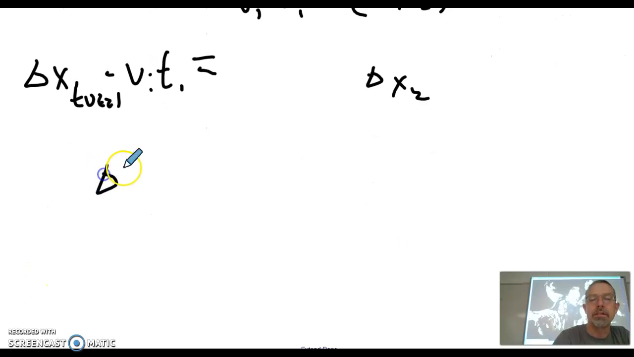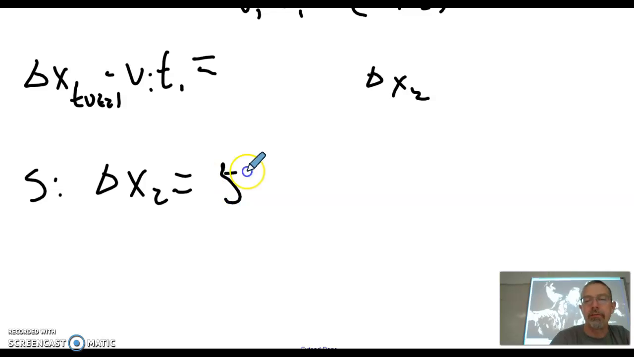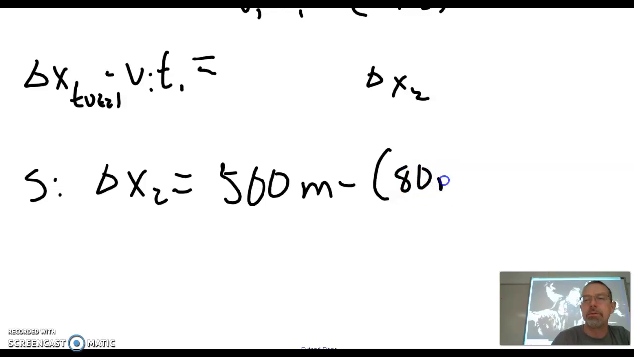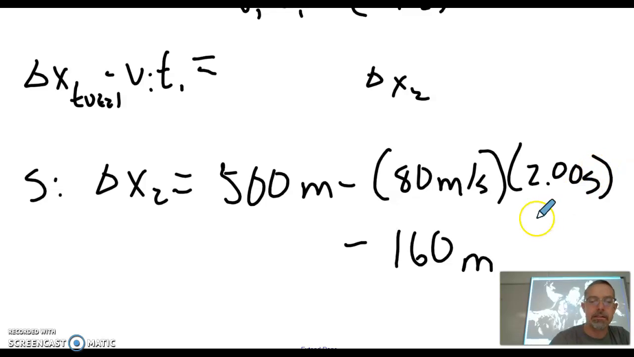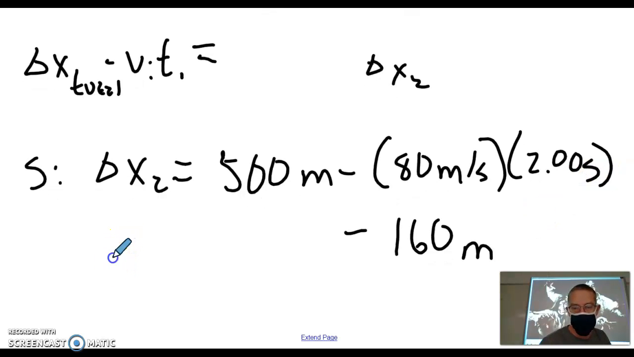I'm going to reverse this a little bit. Delta x2 is going to equal, and I'm going to start substituting in what I know. My delta x total is 500 meters, my initial velocity was 80 meters per second, and the time it was doing that was 2.00 seconds, so that's the same as minus 160 meters. Notice meters per second times seconds. So what this says is that your delta x2 has to be in the neighborhood of 340 meters.